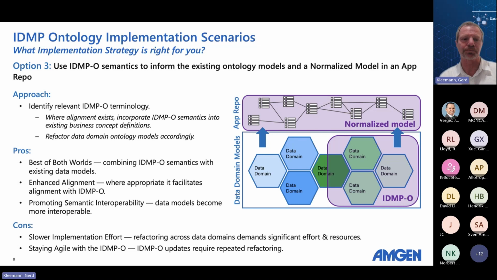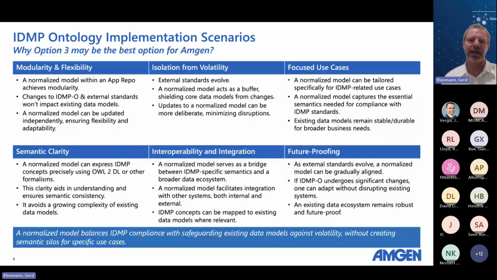So to this end, let me summarize the advantages from our perspective, and hopefully you can relate to them or agree with them. For representing the majority of the IDMP ontology model in a normalized model within an application repository, as we see it internally at Amgen, first of all, it creates modularity and flexibility, which I think is very important.